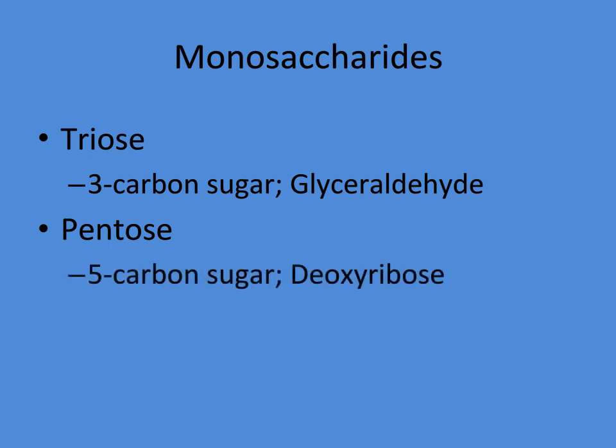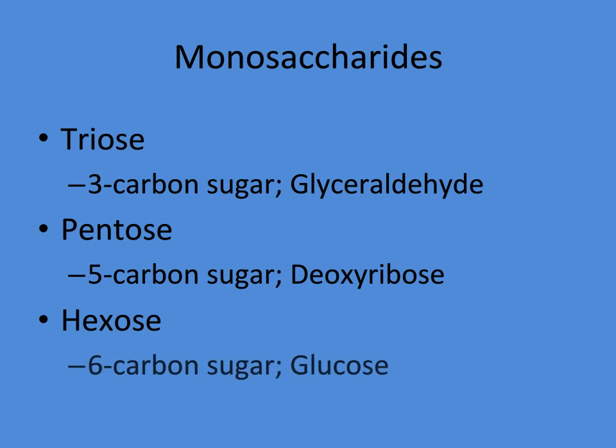A 5-carbon sugar is called a pentose. Deoxyribose is a pentose found in DNA. A 6-carbon sugar is called a hexose. And while glucose is the monosaccharide used by most living organisms, organisms utilize many different hexoses for various reasons.